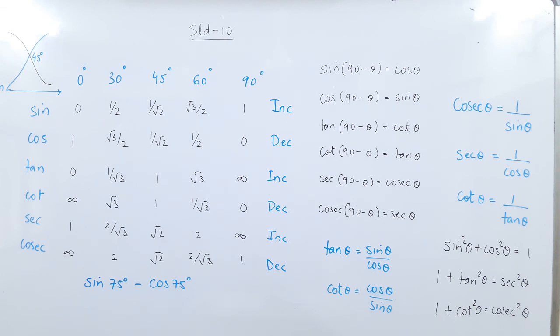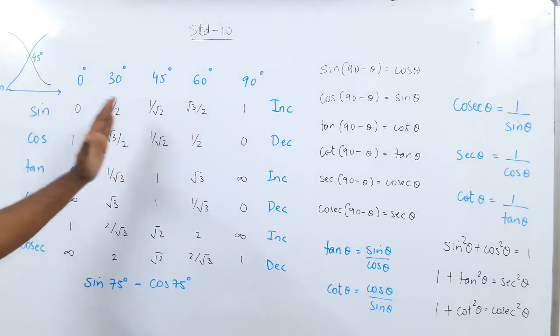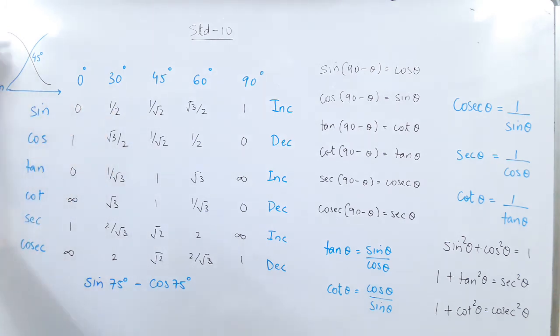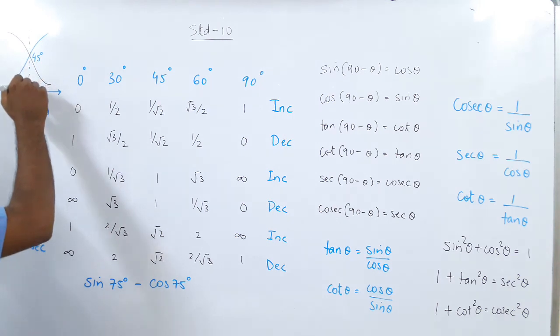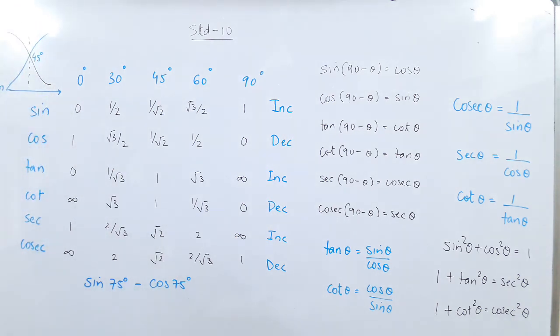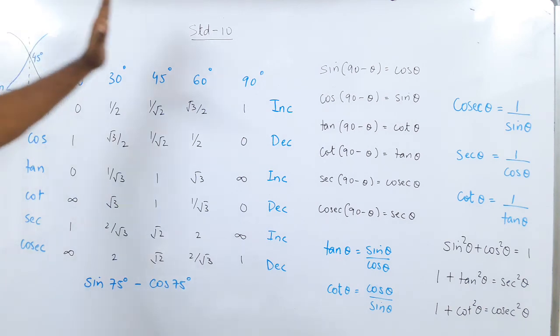Now what is the logic here? The logic is below 45 degree, you can see below 45 degree, cos is bigger, sine is smaller. This is the half line, at 45 degree, the half line. Below 45 degree, cos is bigger, sine is smaller. So sine is smaller and cos is bigger, so the answer will be negative. But where? Below 45. Above 45 what happens?